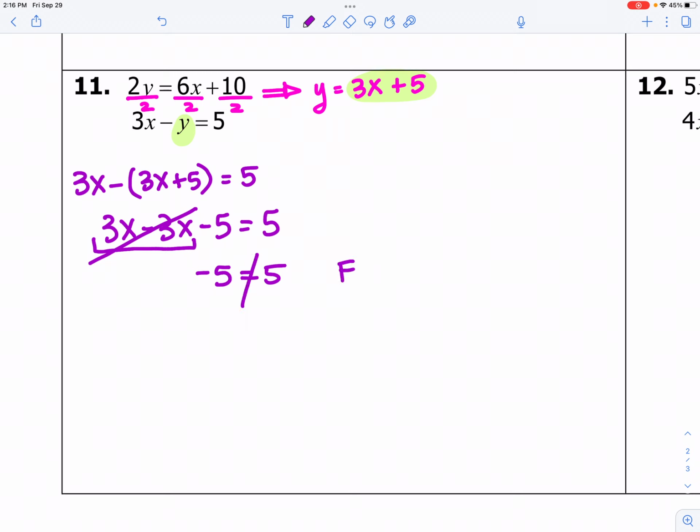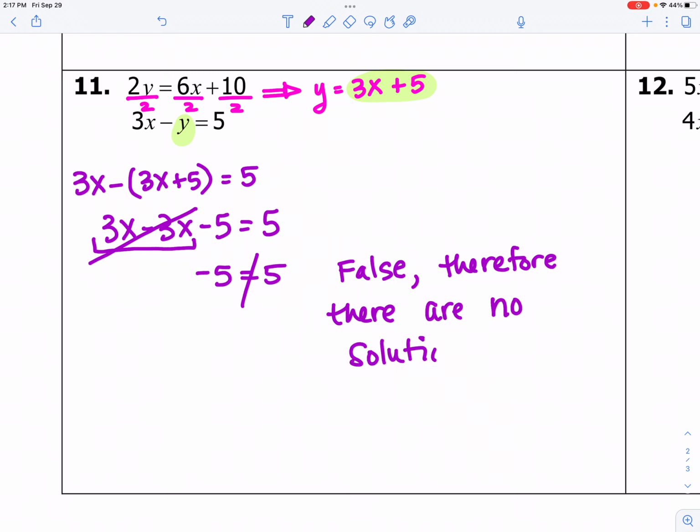This is not true. This is a false statement. And because it's false, therefore there are no solutions. There will not be a single ordered pair that will ever make these two true. What that means essentially is if I were to solve for y on both of these equations, they would both have a slope of 3, and they would have a different y-intercept, meaning they would be parallel lines.